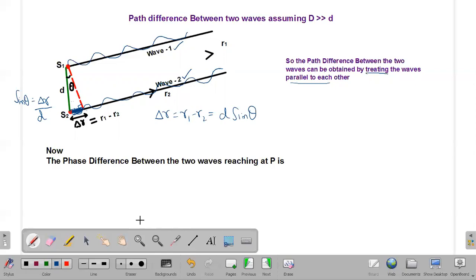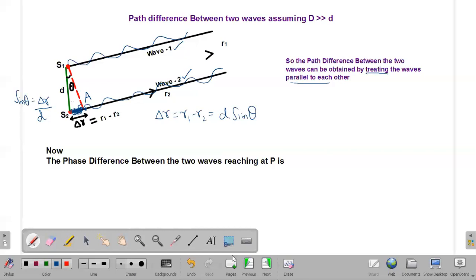And we can consider those two waves as parallel waves, and then drop a perpendicular from slit 1 on the wave coming from slit 2. And the foot of that perpendicular, if I denote that foot point as A, then the separation between that foot point and slit S2 denotes the path difference.